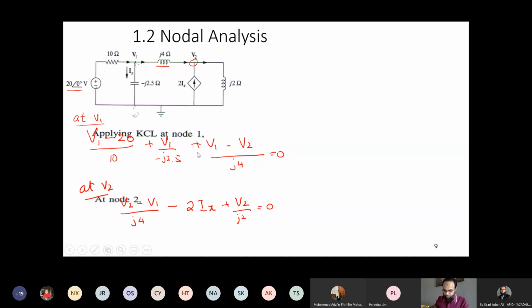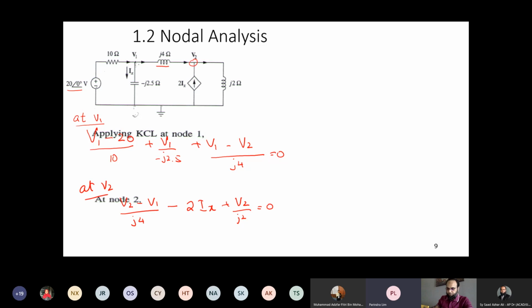So this was actually at node 1 and node 2, and eventually we get... Sir, at V2 there, is it not V2 minus V1 over J4 plus 2Ix, sir? Since both of them are converging at the junction together.